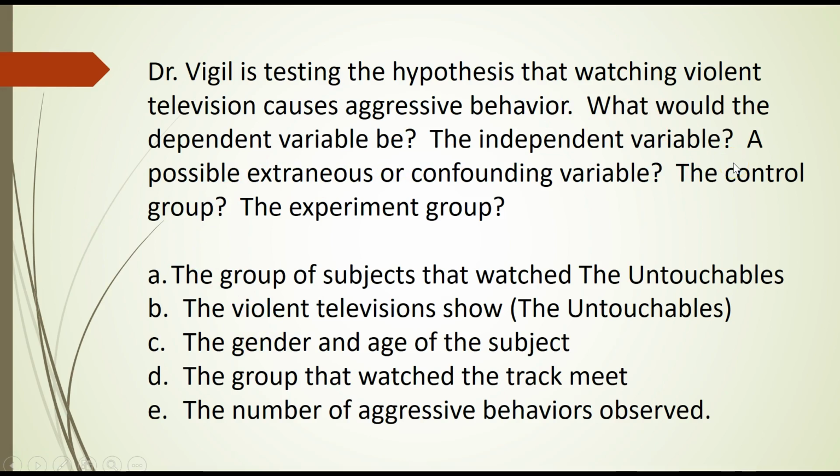Next, the control group. This would be the group that watched the track meet. They're watching video, but they're watching a non-violent video. And finally, the experimental group would be the group of subjects that watched The Untouchables. So they were actually exposed to the independent variable, violent television. There could be several experimental groups. We could have a low, a medium and a high level of violence. We could also compare animated violence with non-animated violence, and so on. So I hope this helps and gives you a good basis and understanding of experimentation.